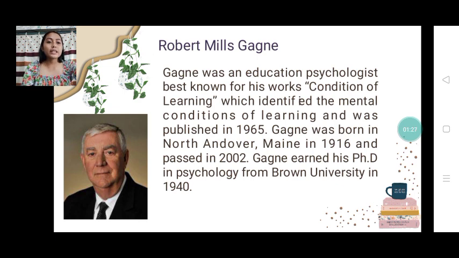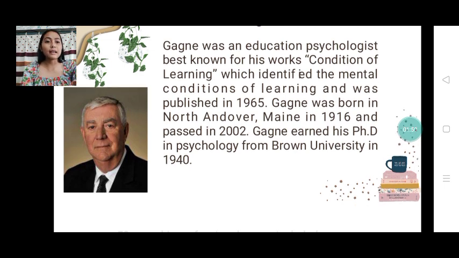Gagne earned his PhD in psychology from Brown University in 1940. Okay, so that is the background of Robert Mills Gagne.